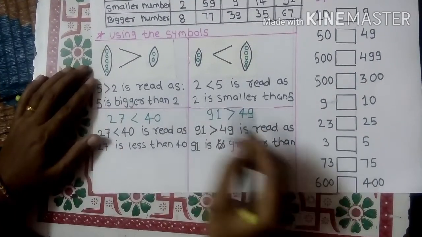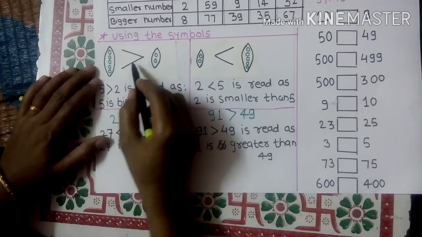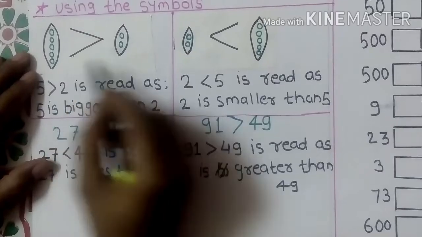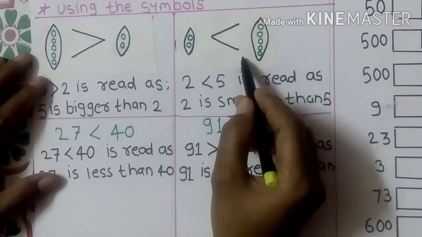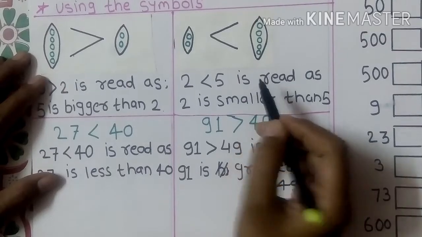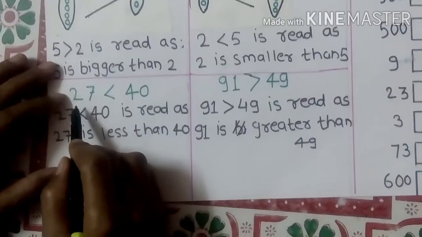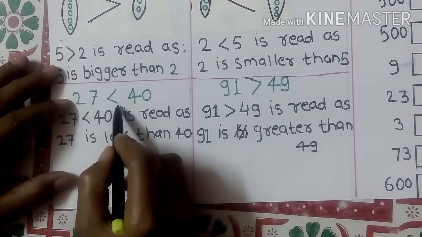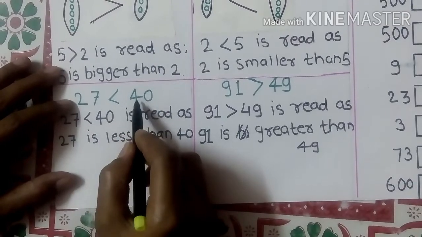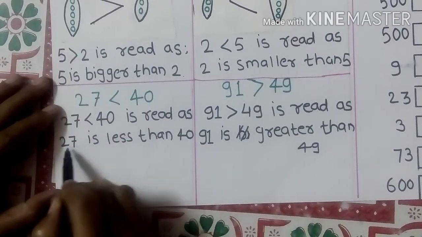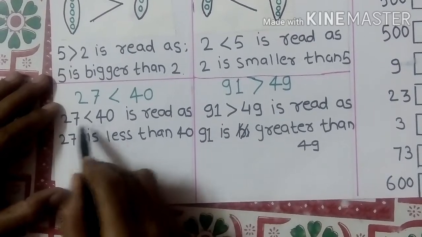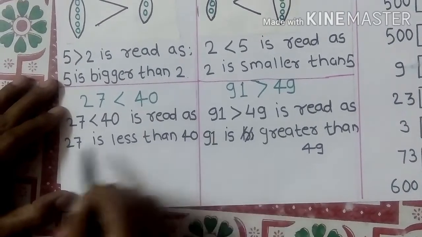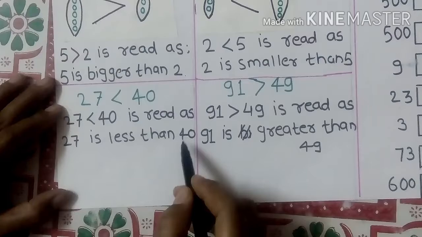Okay, we know that this is the symbol of bigger than, or we also call this symbol greater than, and this is the symbol of smaller than or less than. Okay, see this example here, 27. This is the symbol of less than or smaller than, 40. Okay, here this 27 smaller than 40 is read as 27 is less than 40.